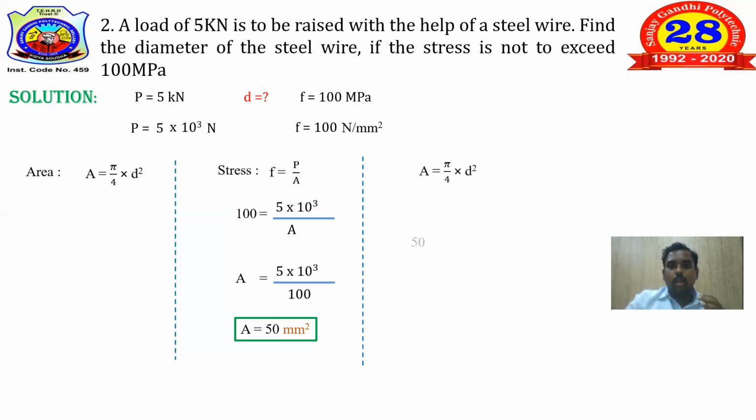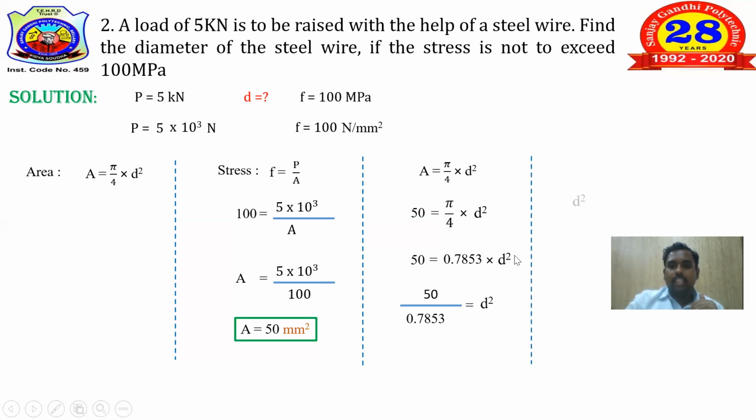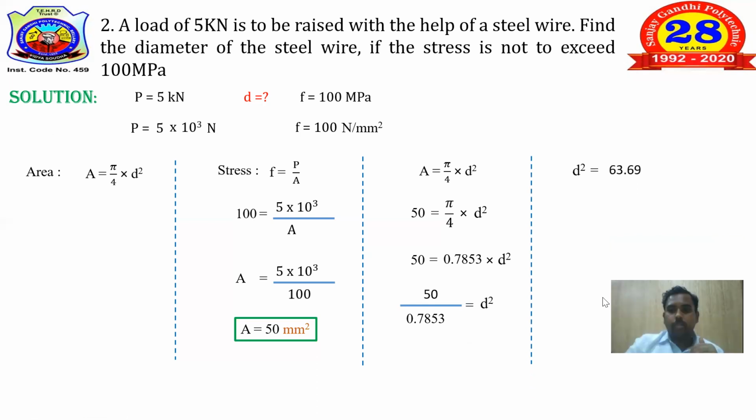Area is equals to pi by 4 into d square. Area is 50, equals pi by 4 as it is, into d square as it is. Value of pi by 4 is 0.7853, so 50 equals 0.7853 into d square. On simple cross multiplication, I get 50 divided by 0.7853 equals d square. So finally I get d square equals 63.69. Students, is it clear?